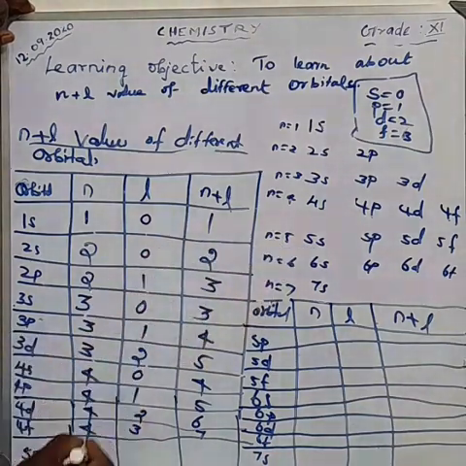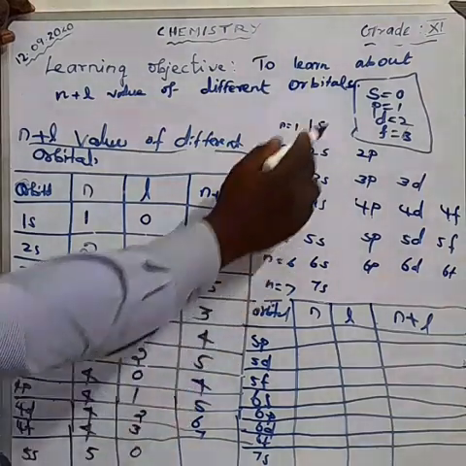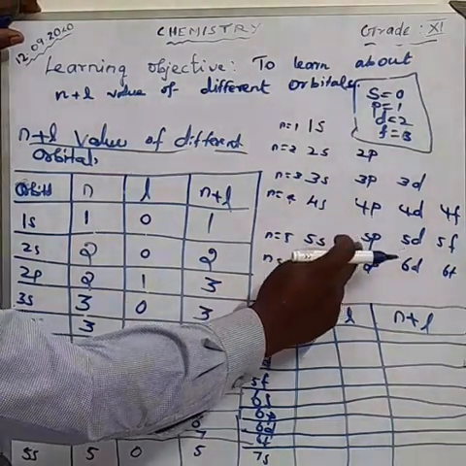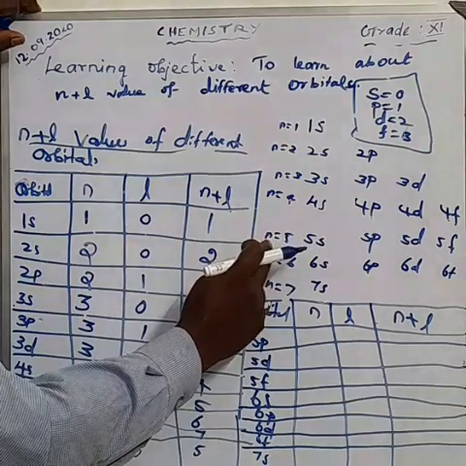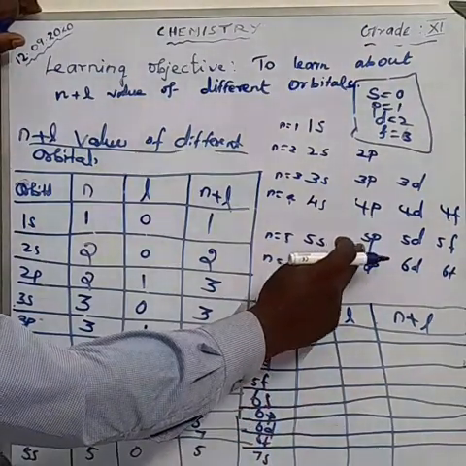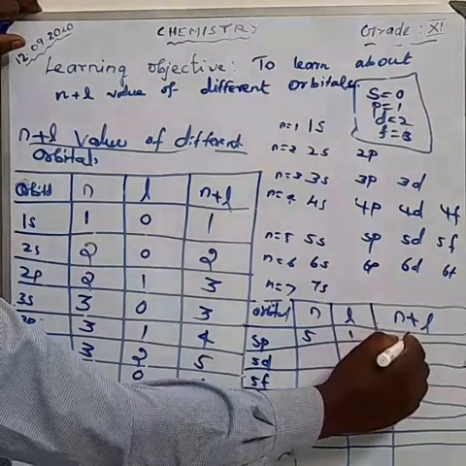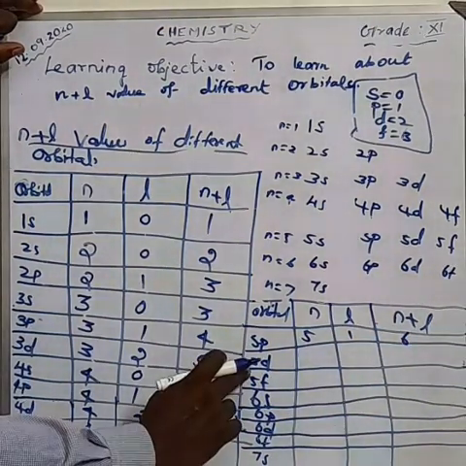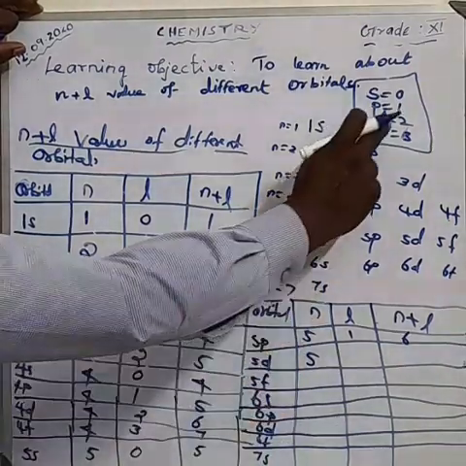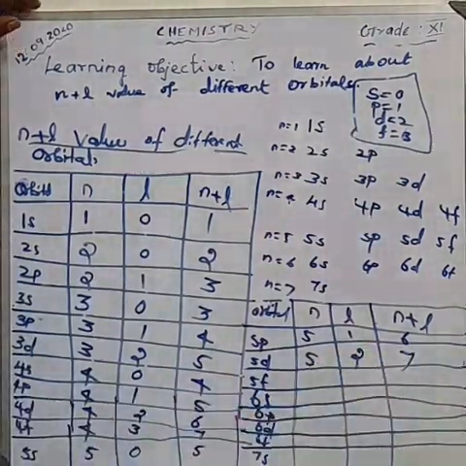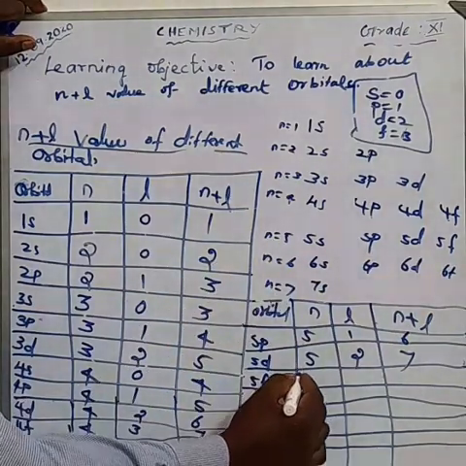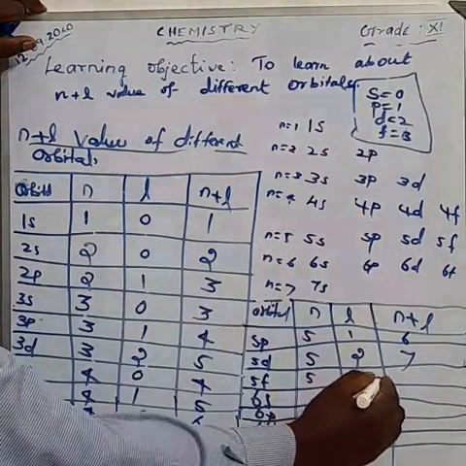Next, 5s, n is equal to 5. S value 0. So 5 is the answer. Next 5P. n is equal to 5. P goes to 1. 5 plus 1 is 6. Clear? Next 5D. n is equal to 5. D value 2. 5 plus 2 is equal to 7. Then 5f. n is equal to 5. F means 3. That is 8.